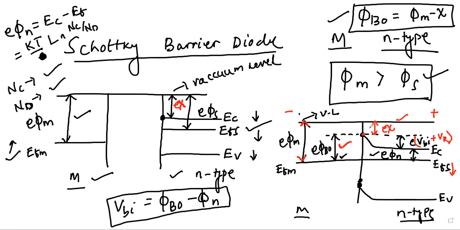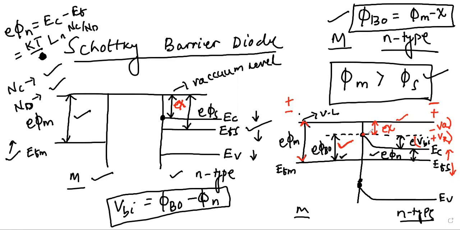Similarly, if you give a negative potential to the semiconductor side with respect to the metal, then this Fermi energy level will go up. This will be replaced with VBI minus VA, where VA is the applied voltage. So E times VBI minus VA, and the potential barrier from the semiconductor to the metal side will decrease, whereas this E phi B0 remains the same.